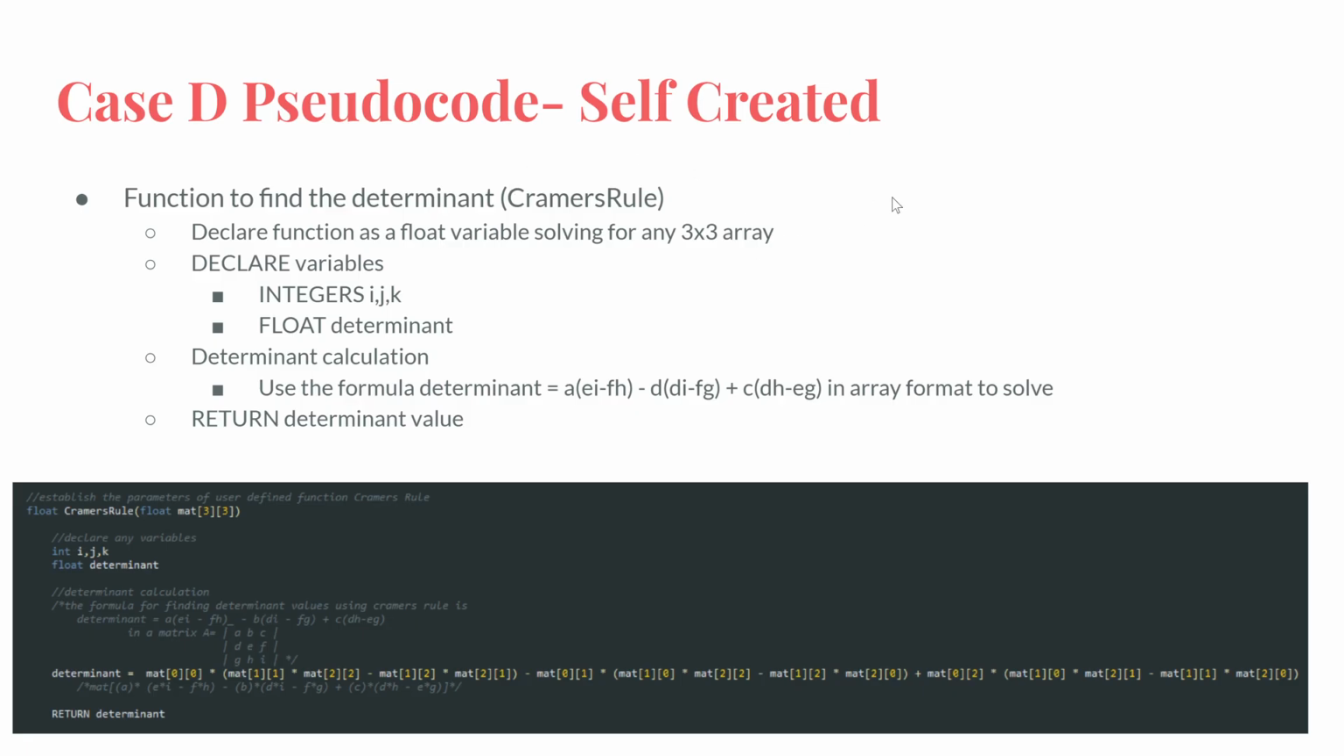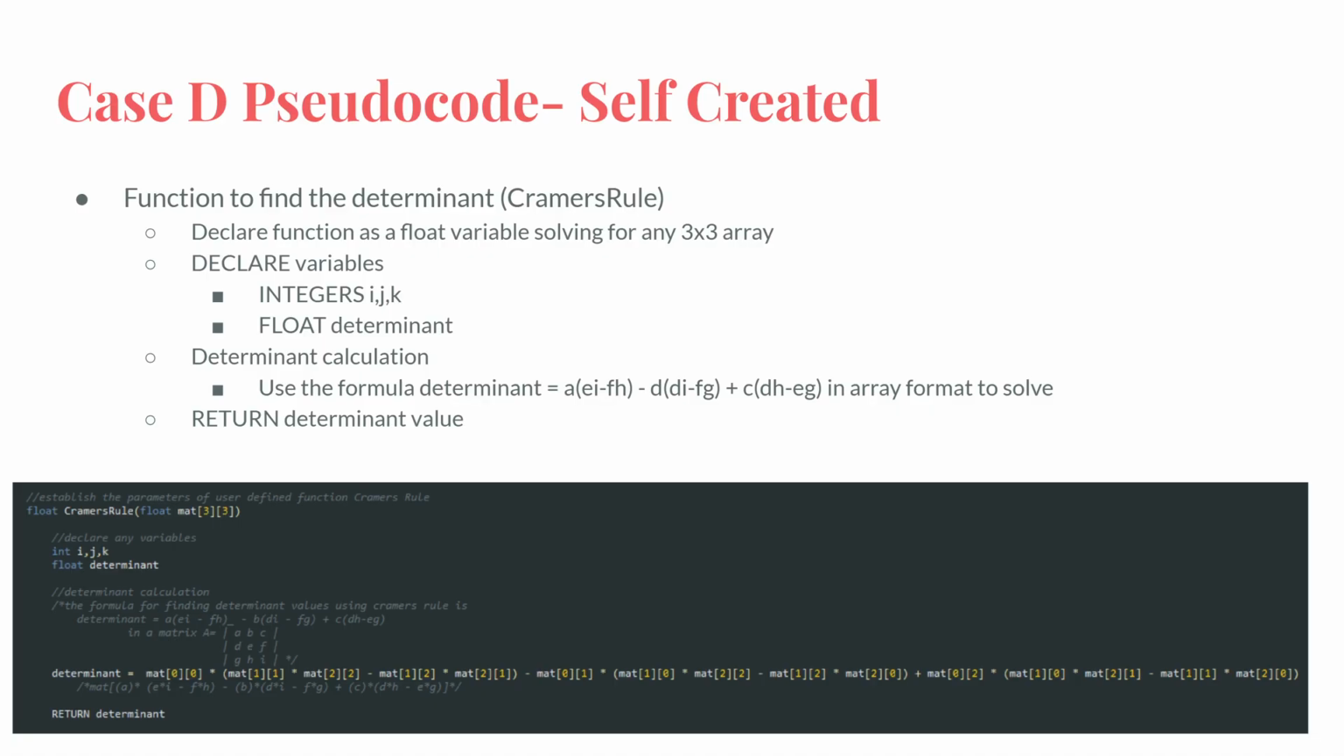For the user-defined function that I created, I began by establishing that the function is a float and is going to be utilizing a float matrix that is a 3x3 dimension. I then declared the counting integers i, j, and k along with the float determinant. I then used the determinant formula in a matrix format to calculate the determinant.